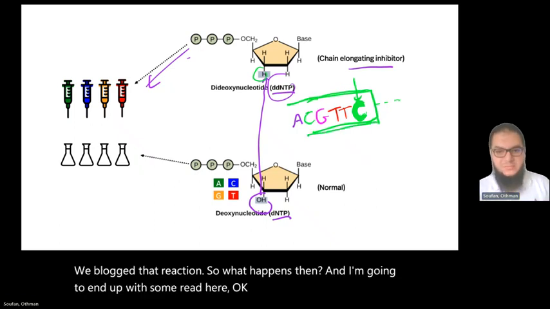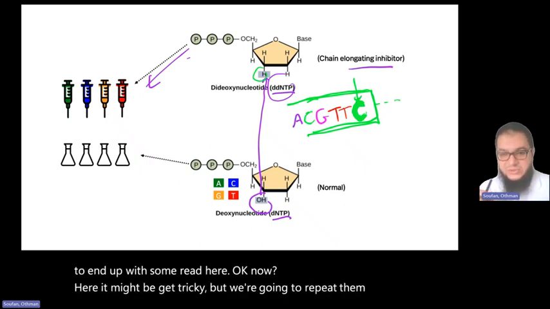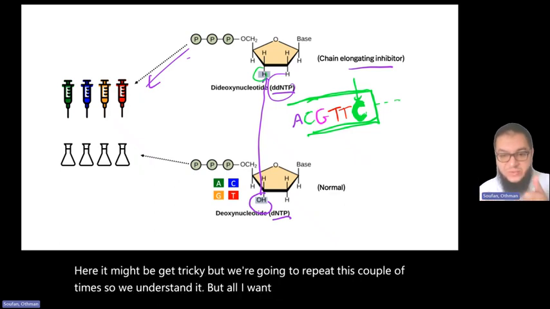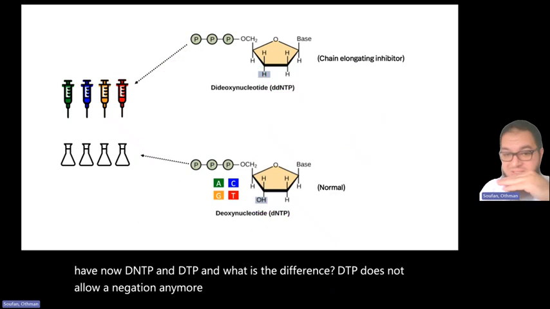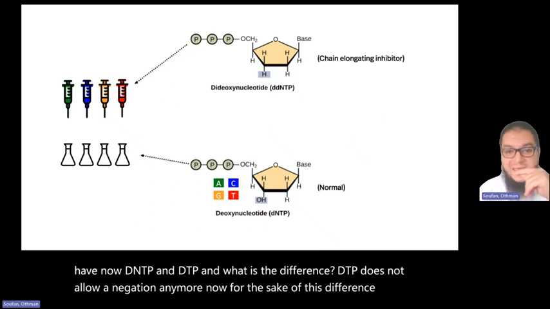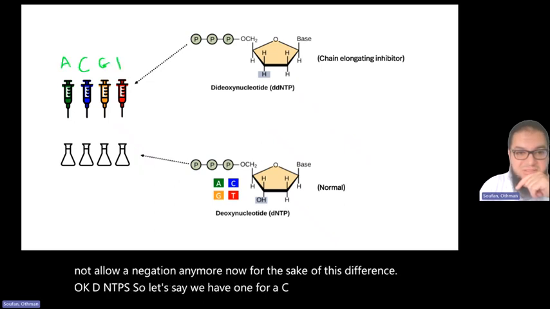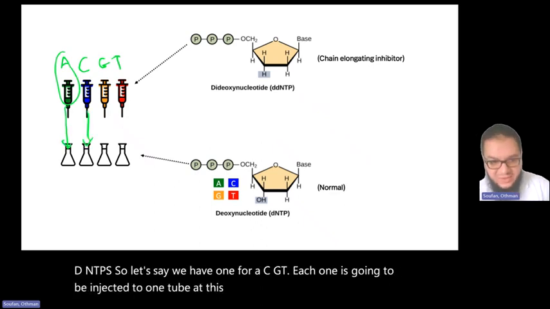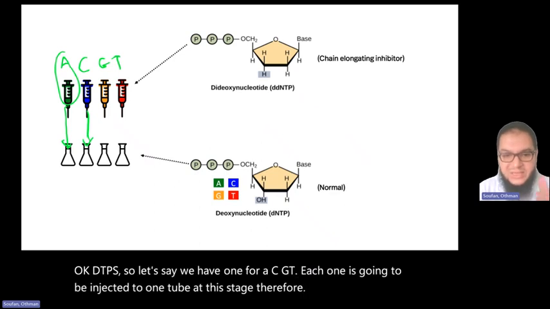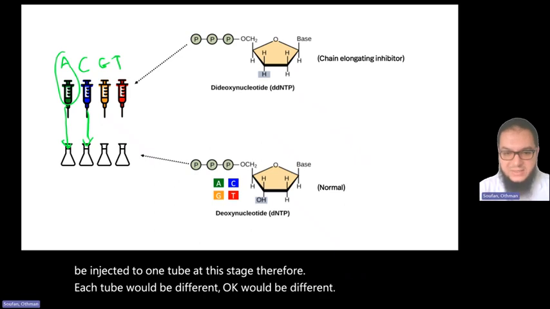Now, here it might get tricky, but we're going to repeat this a couple of times so you understand it. But all I want you to see now is that we have now dNTP and ddNTP. And what is the difference? ddNTP does not allow elongation anymore. Now, for the sake of this difference, let's say we have one for A, C, G, T, each one is going to be injected into one tube. At this stage, therefore, each tube would be different.